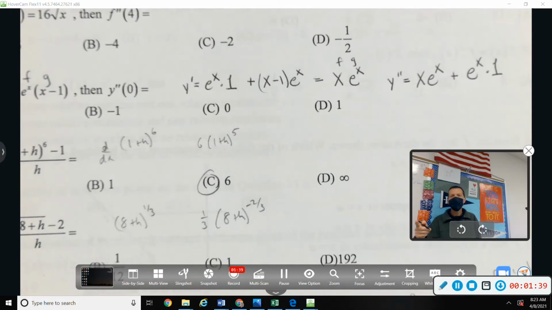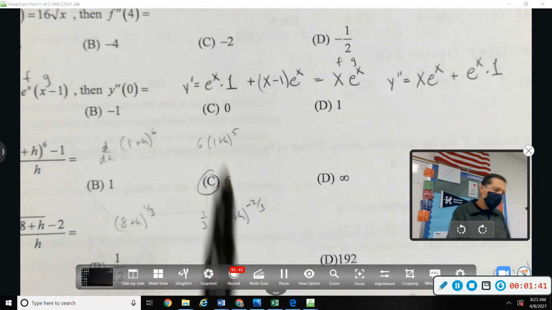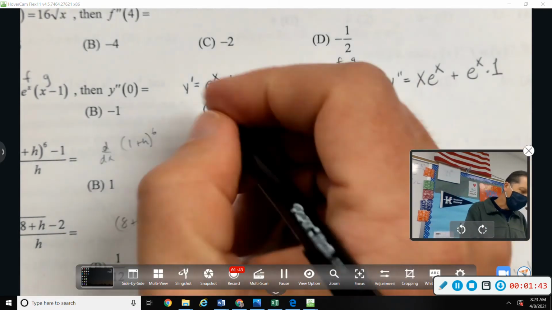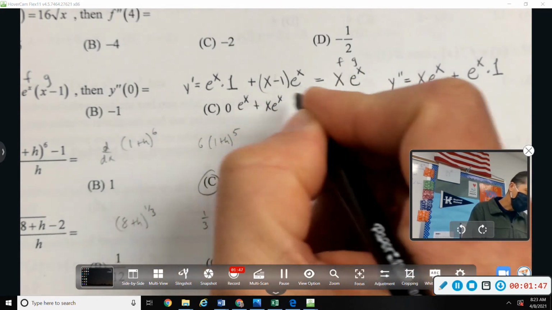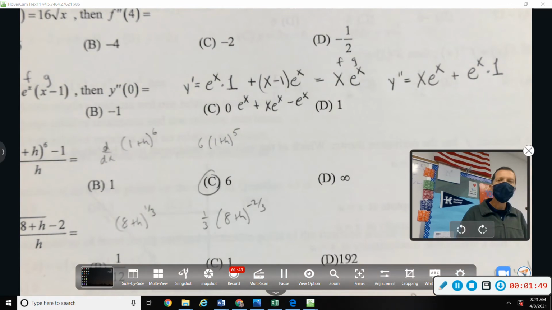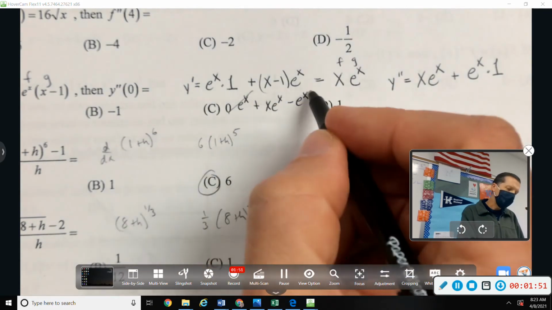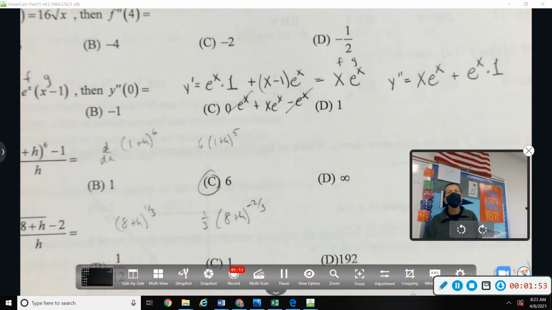Where did you get x e to the x? From right here, if I multiply this out, I get e to the x plus x e to the x minus e to the x. Oh, okay. And so the e to the x's cancel. And that would be the rare case, where I shouldn't say rare, the derivative is simpler than the original. But then the second derivative is a little bit more complicated.